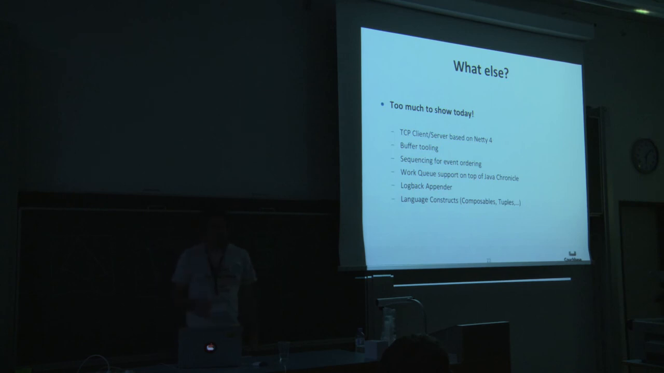We have a TCP client and server based on Netty 4, that I'm using very extensively at Couchbase. We have very good buffer tooling to handle raw buffer streams, keeping memory copies at a minimum to make sure it's performant. We have sequencing for event ordering. We have work queue support on top of Java Chronicle, which is also a very high performance library used in high frequency trading. A Logback appender, which gives you much better performance than the default.